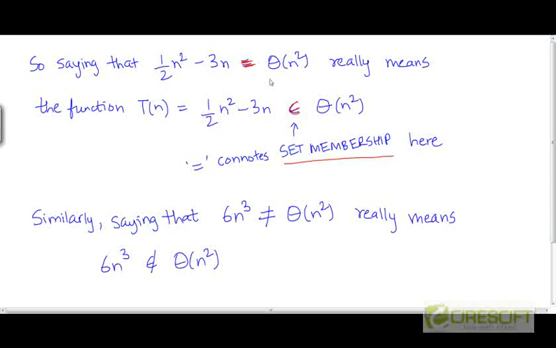So we can pronounce these two expressions as half of n square minus 3n is theta of n square, or belongs to the set theta of n square, and 6n cubed is not theta of n square, or it does not belong to the set theta of n square. So it's important to keep in mind that even though we are using the equality operator in calling some function t of n as theta of f of n, we really mean set membership when we use that operator, because theta of a function is really a set of functions.